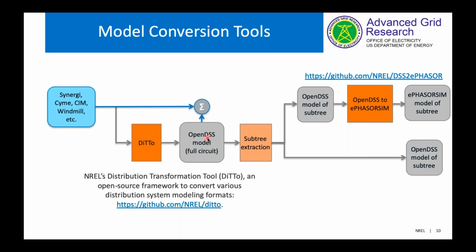And then, as I mentioned, for both of the use cases I'll discuss here, we split the model simulation. So we have another step where we extract part of that OpenDSS model. And here I show the path for one of our projects that needed an ePHASORSIM model. So we also have a tool available on GitHub for OpenDSS to ePHASORSIM conversion. So these are some of the background steps before simulation that I wanted to point out.